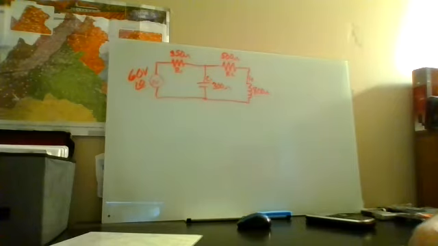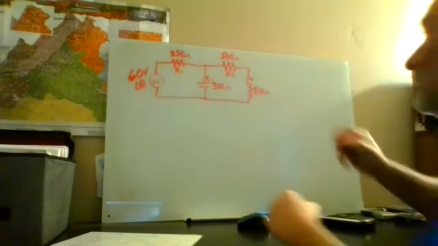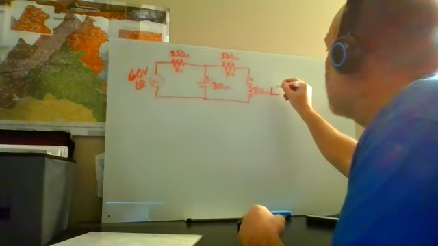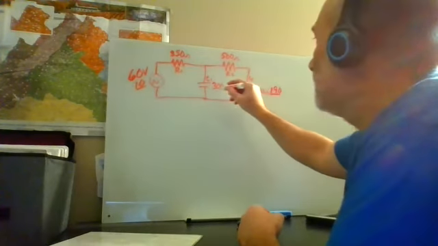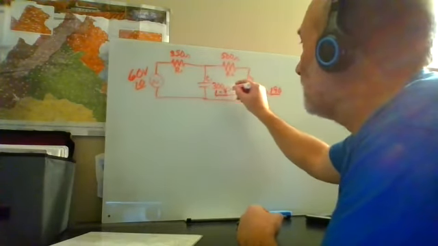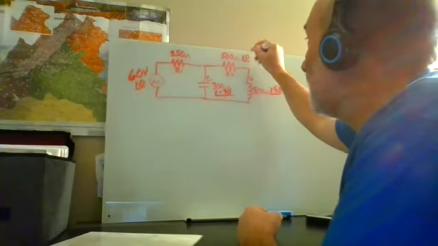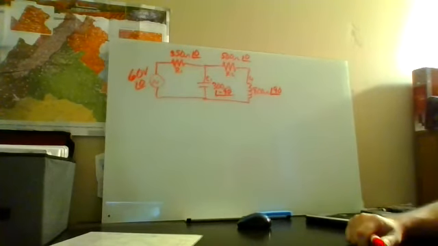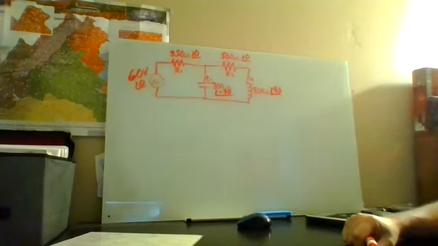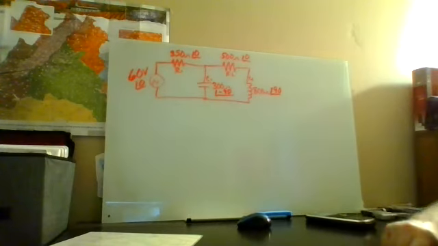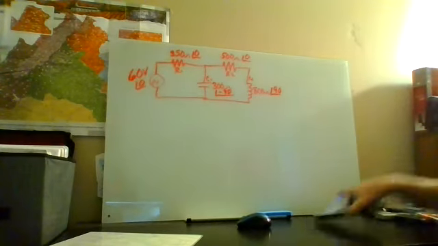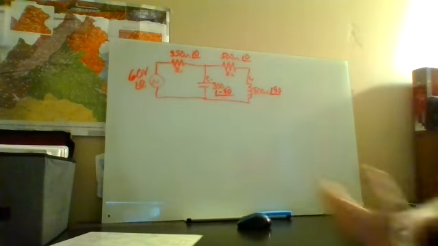Step 3 says put angles on everything. So I'm going to put angles on everything. My inductors, angle of 90. My capacitors, an angle of negative 90. My resistors, angle of 0. So now I got angles on everything. Now I'm going to solve it just like I would do my DC series parallel. I got to get it down to a simple series or a simple parallel circuit in order for me to solve it. So I go farthest away from my source.